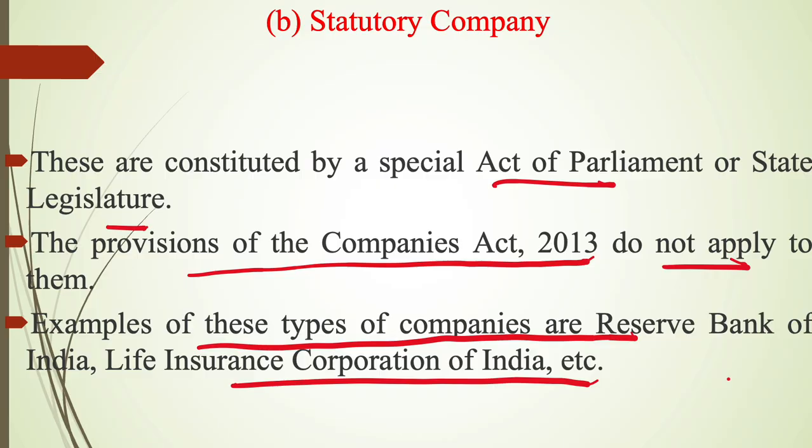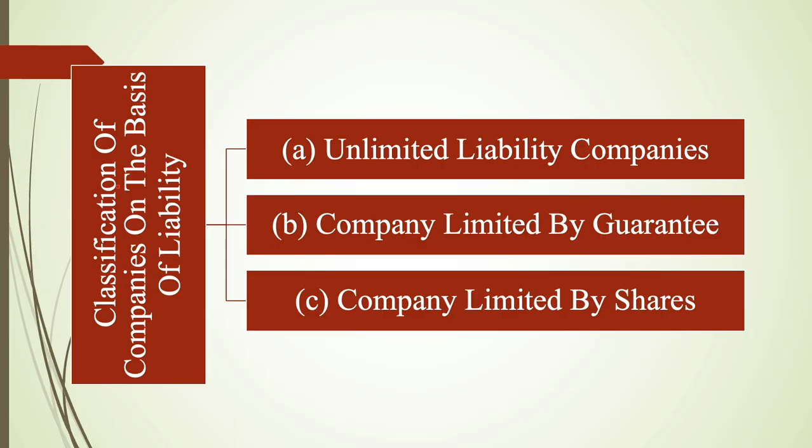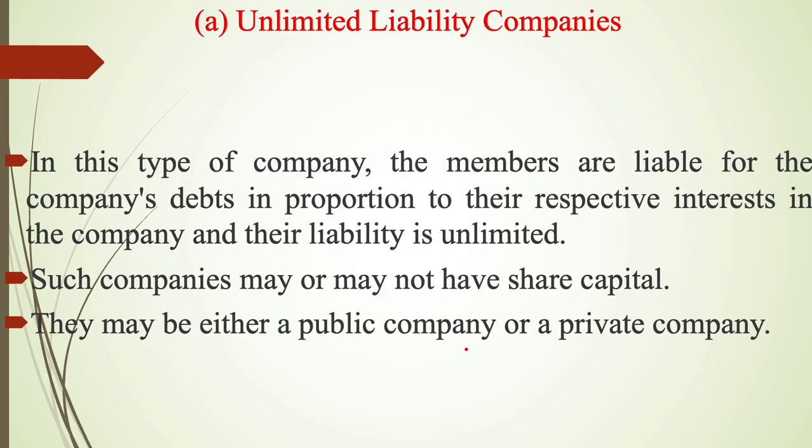Now we are coming to the next basis of classification of companies, which is classification of companies on the basis of liability. Under this there are three types of companies. First is unlimited liability companies, second is company limited by guarantee, third is company limited by shares. So what is the concept of these types of company? First is unlimited liability companies.